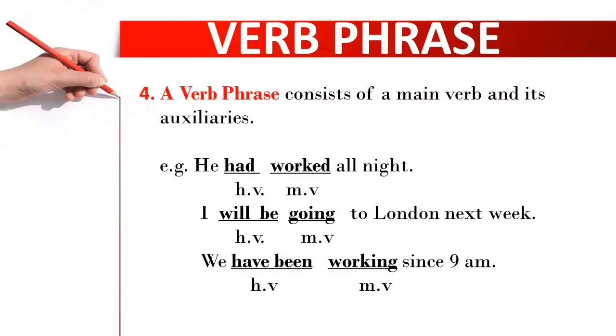What is a verb phrase? A verb phrase consists of a main verb and its auxiliaries. For example, he had worked all night. Here, had worked is the verb phrase. I will be going to London next week. Here, will be going is the verb phrase. We have been working since 9 a.m. Here, have been working is the verb phrase.